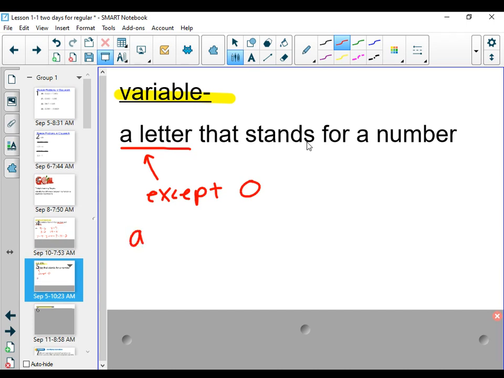You might like A, you might like B. If your name is Sally, you might like S. Probably the most famous variable, X. Again, you should be writing this down in your notes.